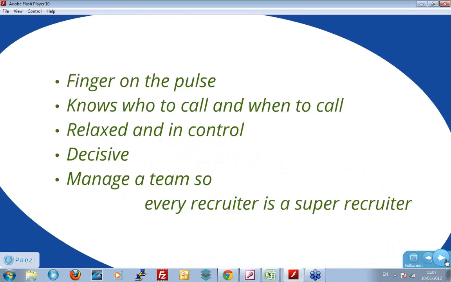Imagine you're the perfect recruiter. You've got your finger on the pulse. You know what's going on. You know who to call and when to call them. So you know who's going to be recruiting, you know the skills that they're looking for, you know the candidates that can fill those gaps, and you're able to bring the whole thing together seamlessly, automatically, with ease. If you can do that, you can make money. You need to be relaxed and in control.